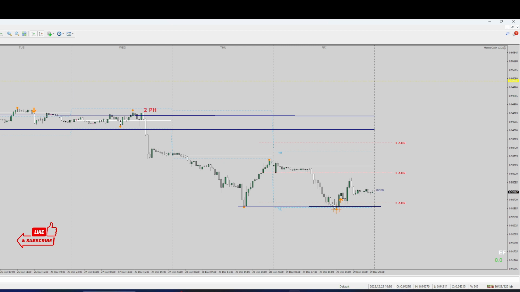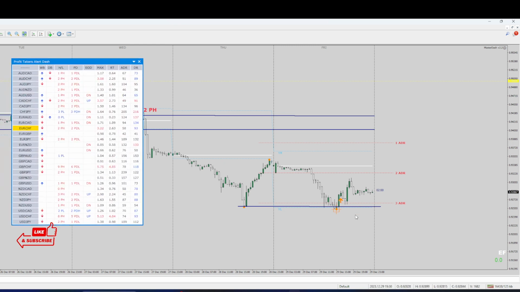Now, again, like I was saying in the beginning, it wasn't a reversal that worked quite that well for us in New York, but nonetheless, some of these pairs did work out.